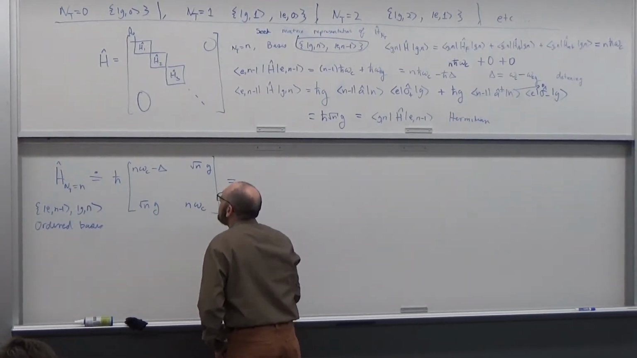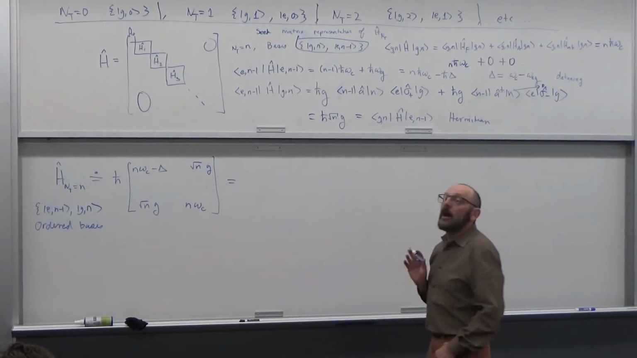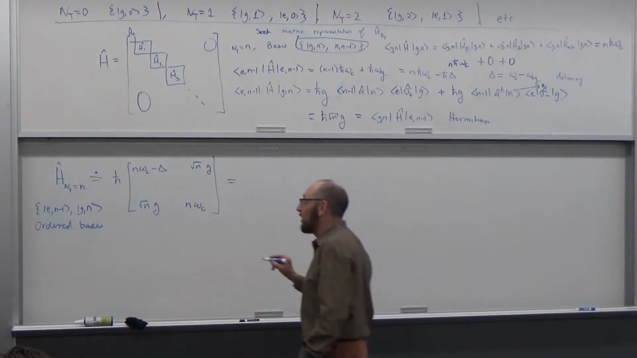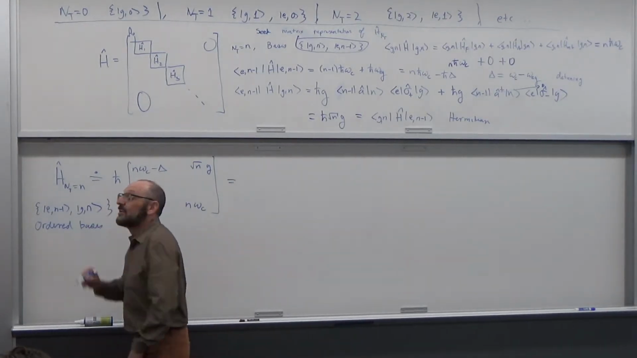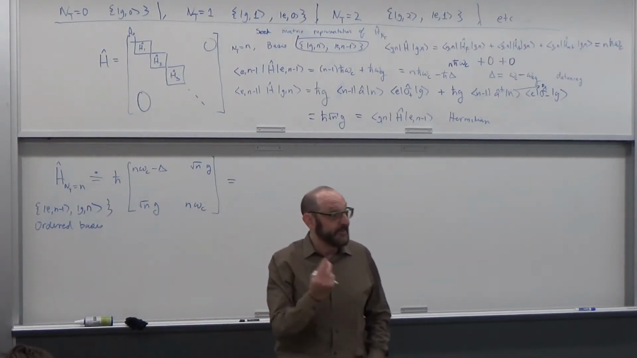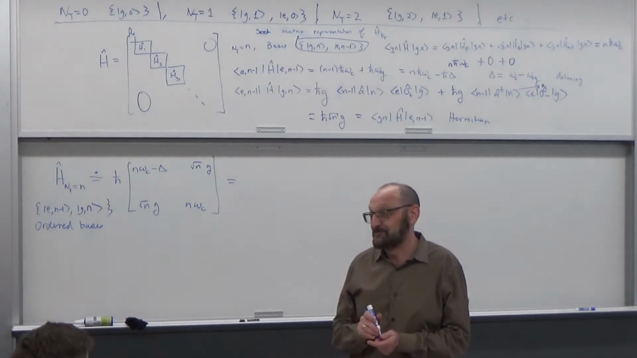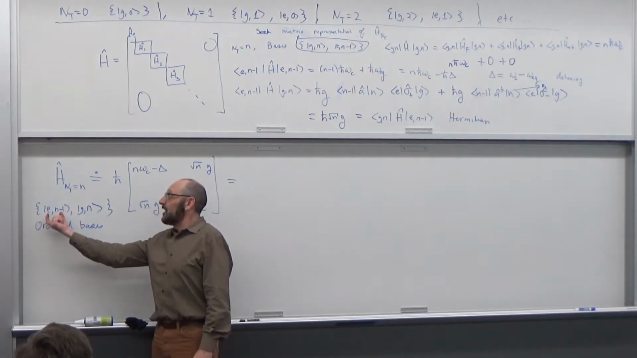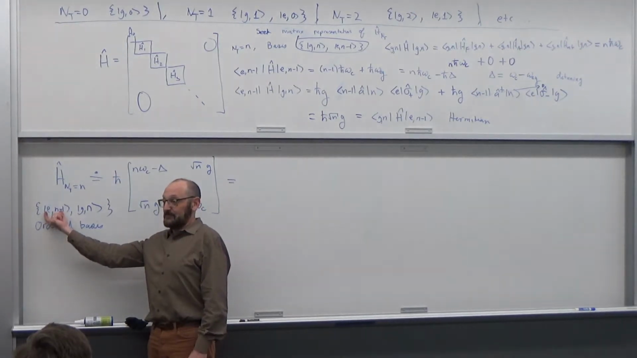Which is now a new kind of pseudospin. A pseudospin that involves not only the atom, but the photons. This is a two-level system. It's a two-level system that involves both matter and light, right?